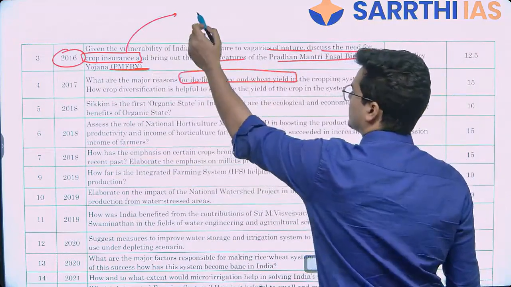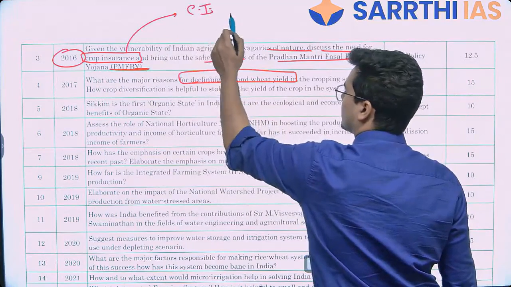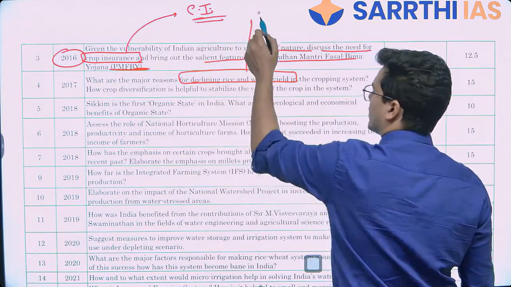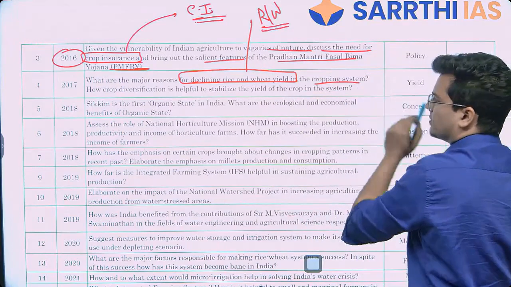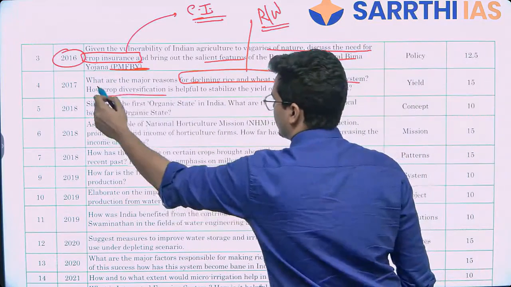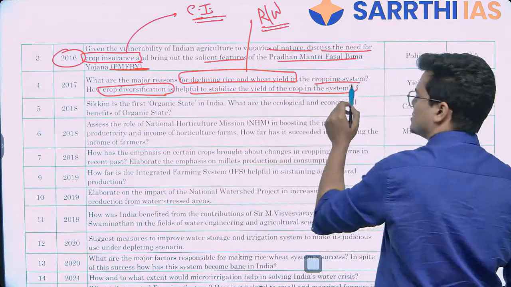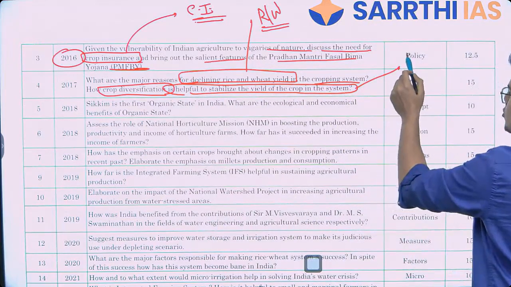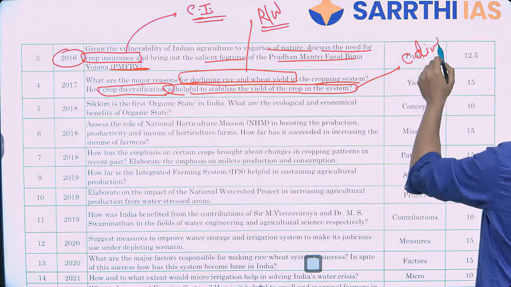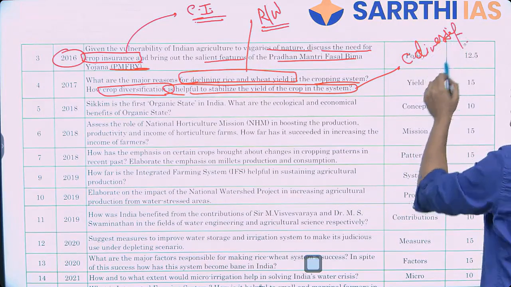Then in 2017 they asked major reasons for declining rice and wheat yield. तो मुझे यहाँ से समझ आया कि crop insurance is something I have to read. Then rice and wheat system is something I have to read. In the cropping system, how crop diversification is helpful to stabilize the yield of crop in the system. So there is also a question on crop diversification. So this is also a topic I have to read.